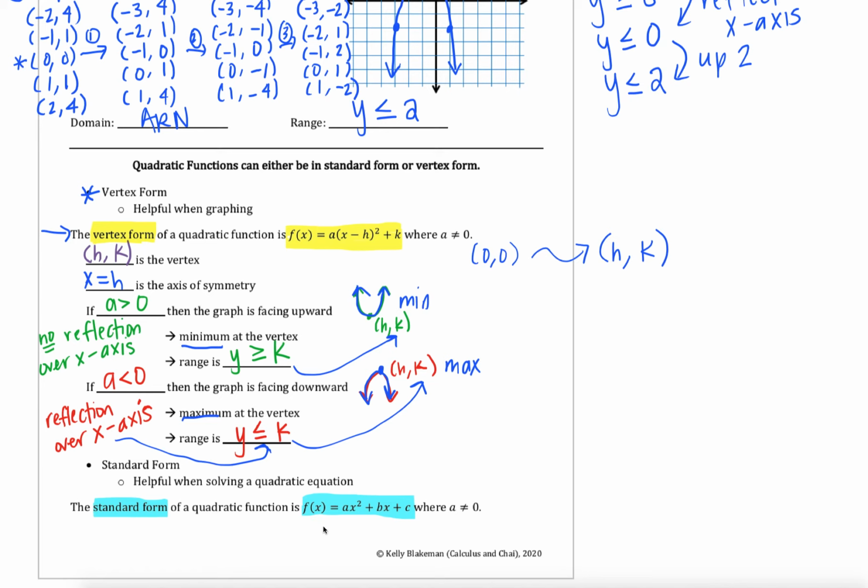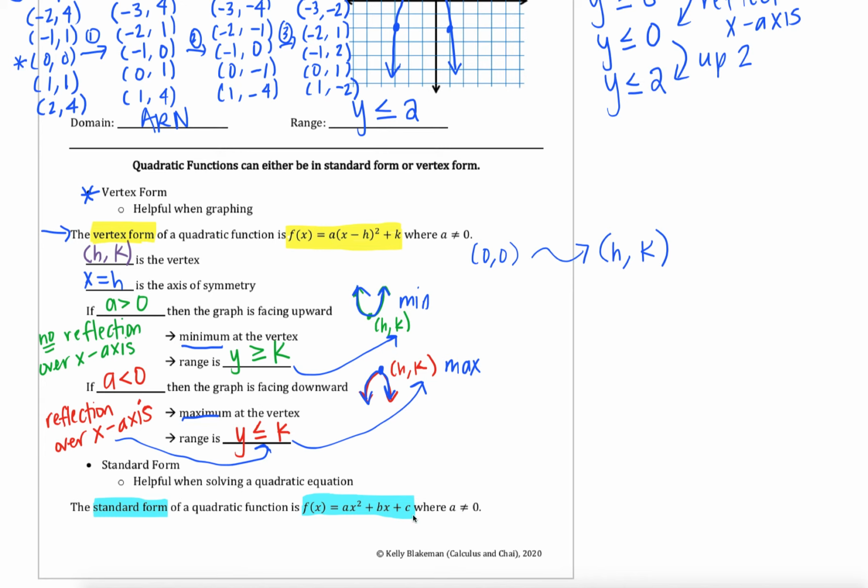So standard form of a quadratic function is f of x equals a times x squared plus b times x plus c, where again a is not equal to 0. And you're going to notice now, instead of having h and k, I have these b and c's. So a is still the same number that it was in vertex form. That's the one thing that those two forms share in common.